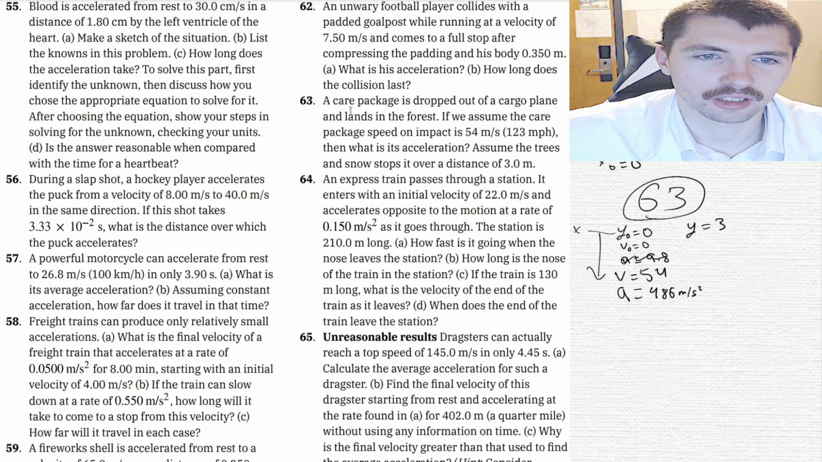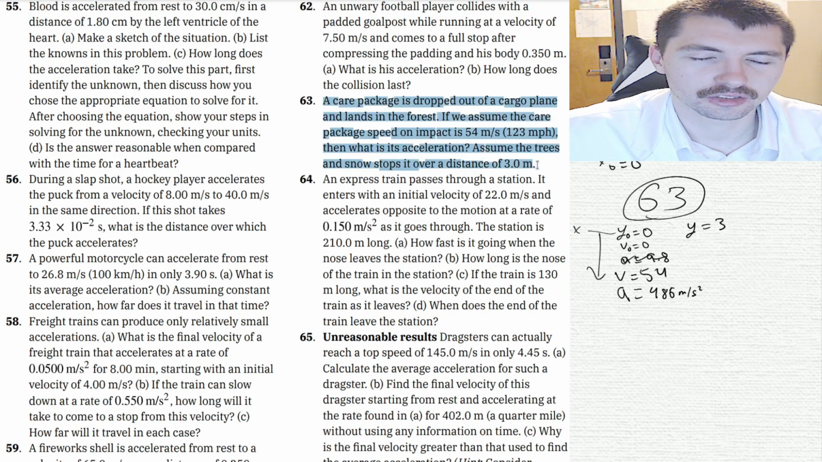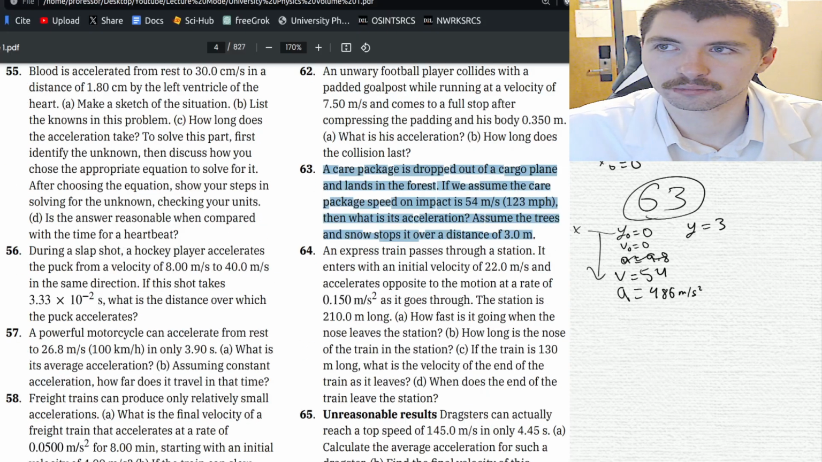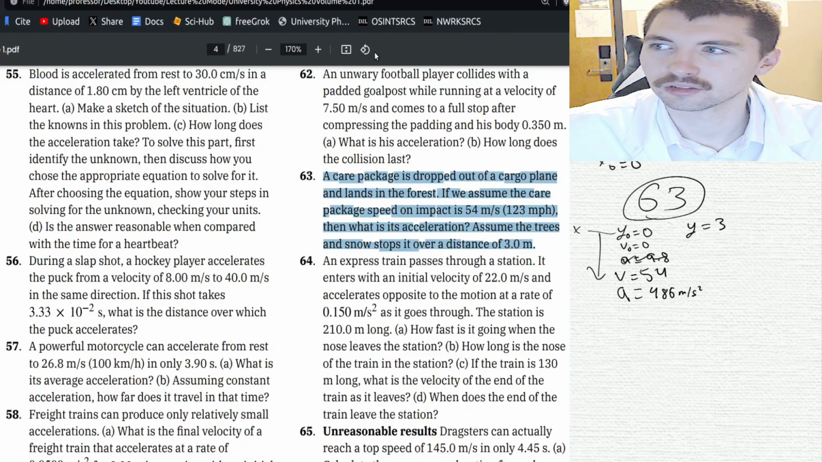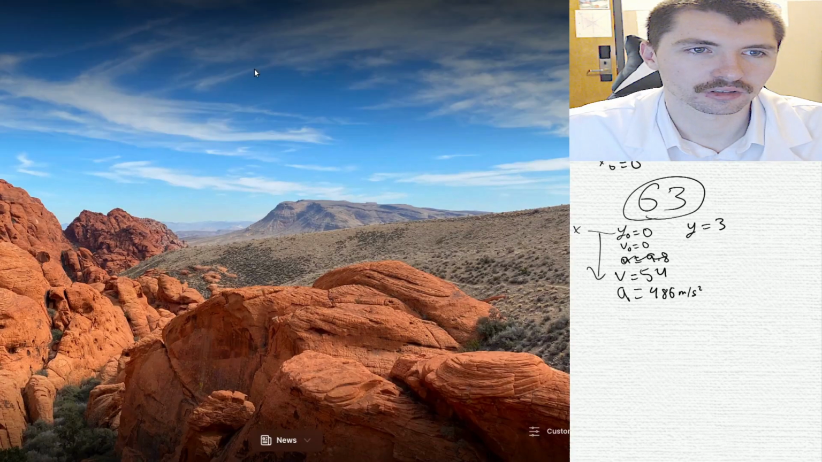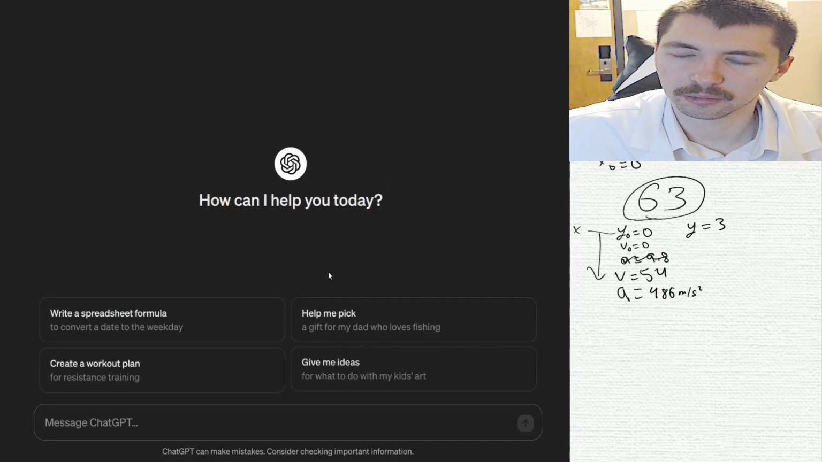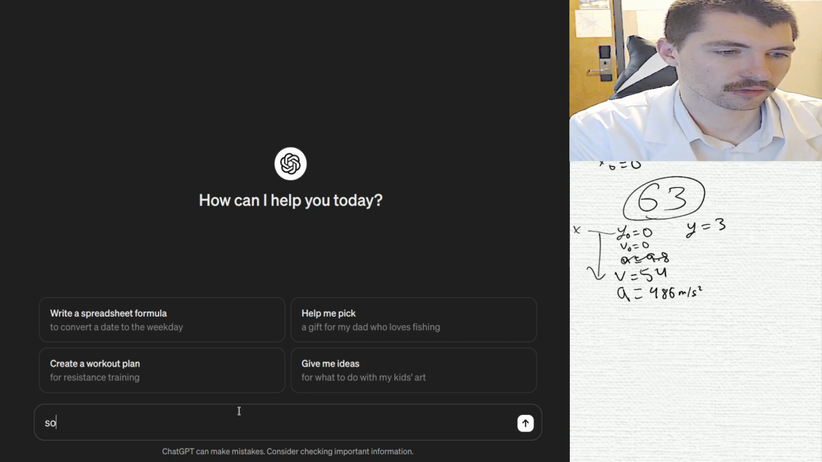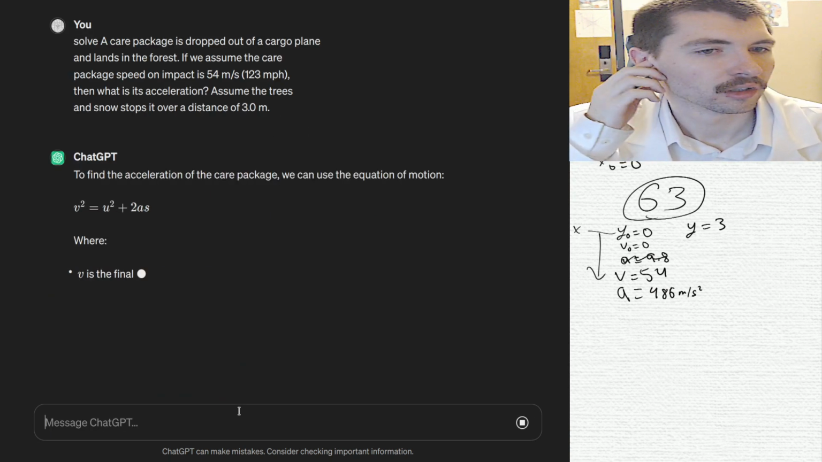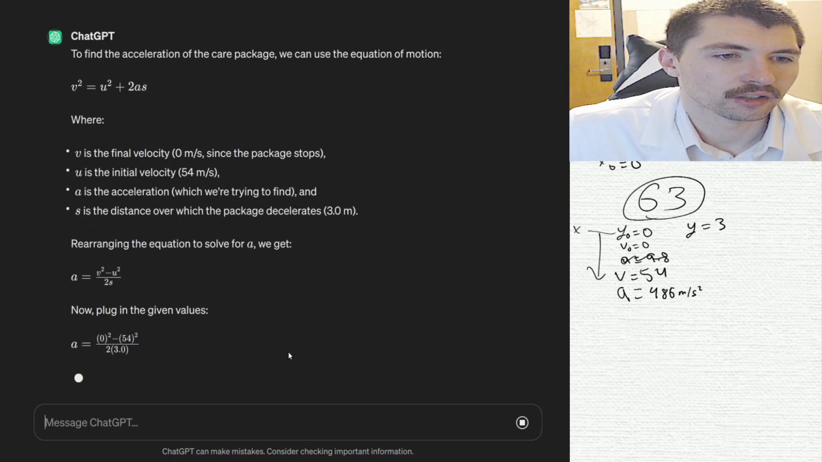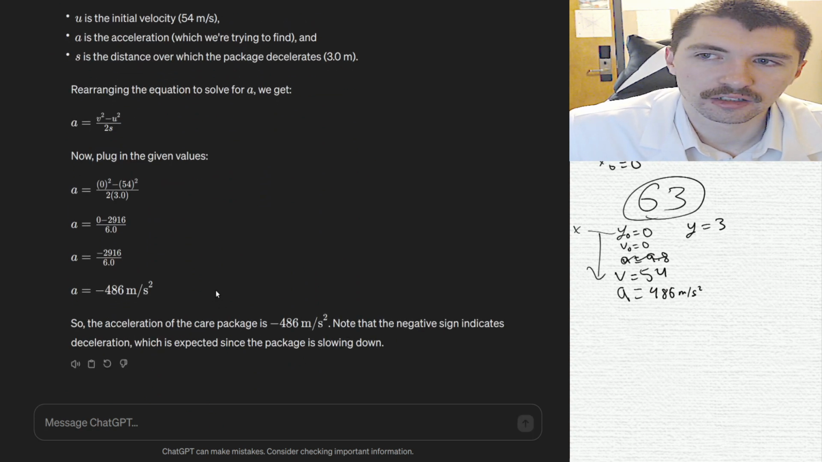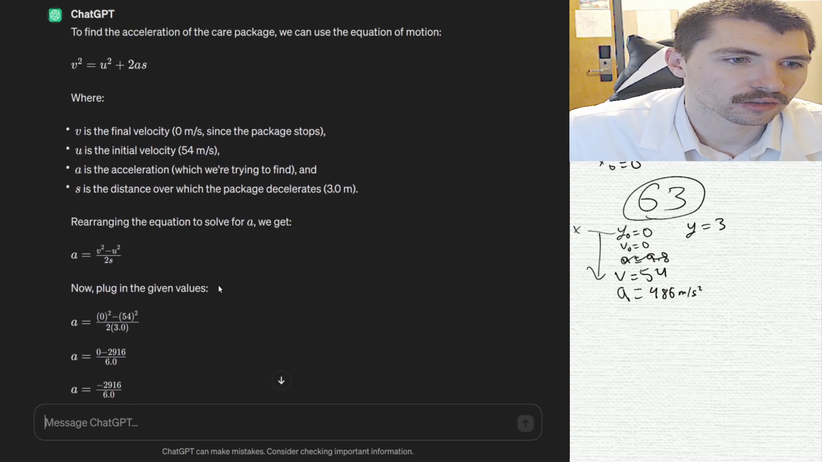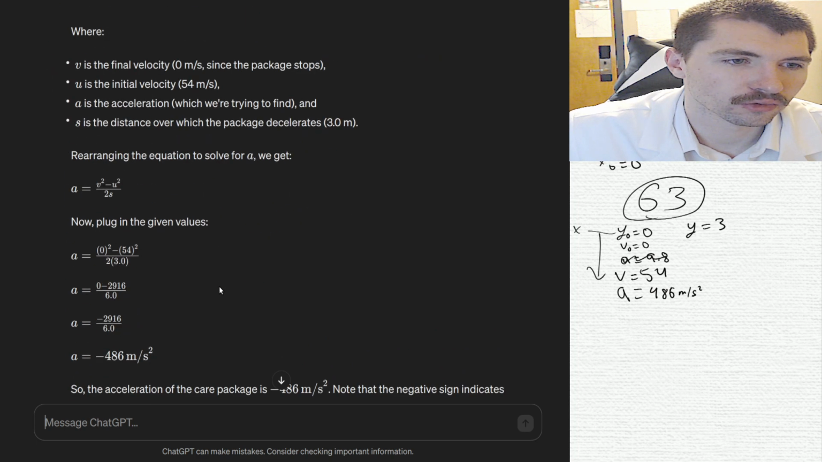So I'm gonna plug this in to the chatbot because, I mean, that's very fast. Okay, that's what we did. Negative 406. Why are they getting negative 54?